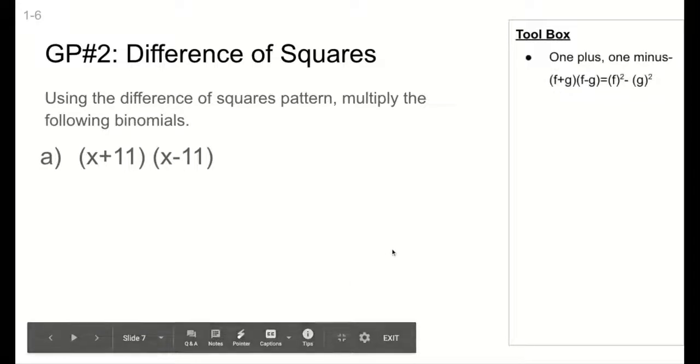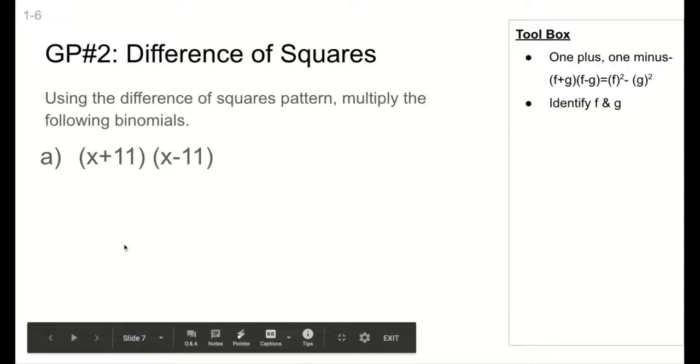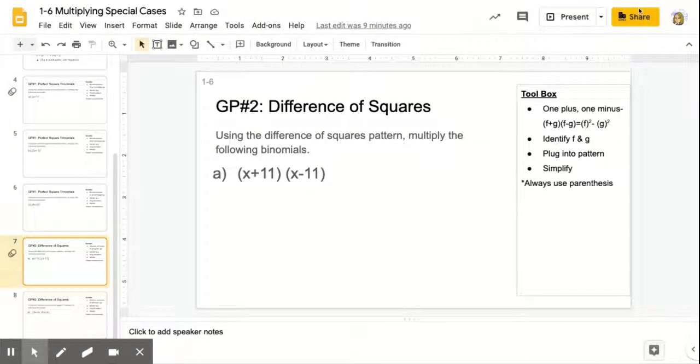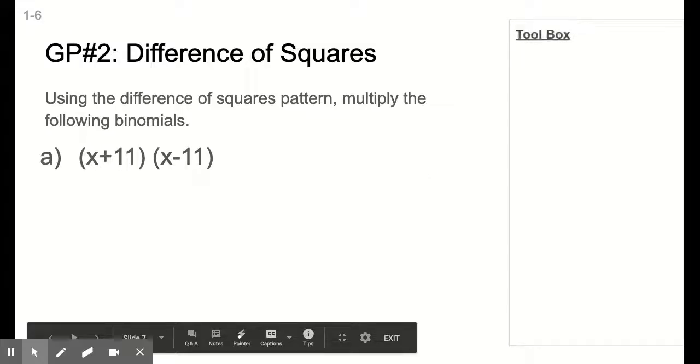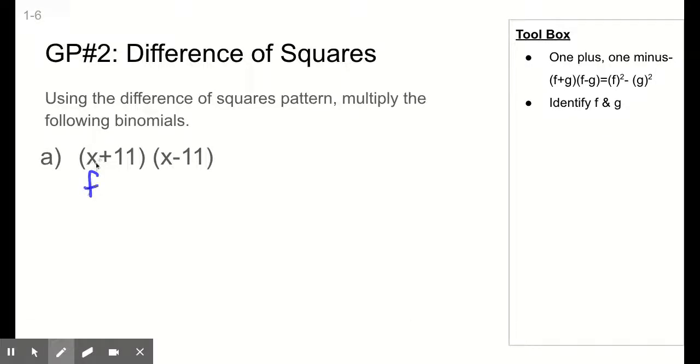So first thing, we have 1 plus 1 minus, that's going to be the difference of squares pattern. So just like in the previous examples, from there we want to identify our f and g values. So our f and g values, the x is in place of our f, the 11 is in place of our g. And in this case, we're not so much worried about the signs because it does the same thing every time.